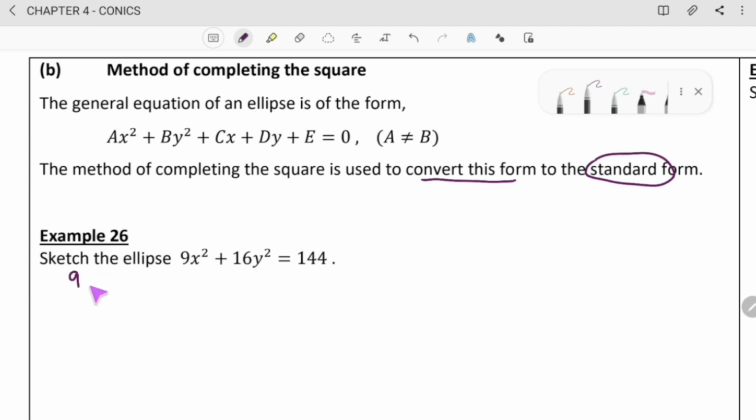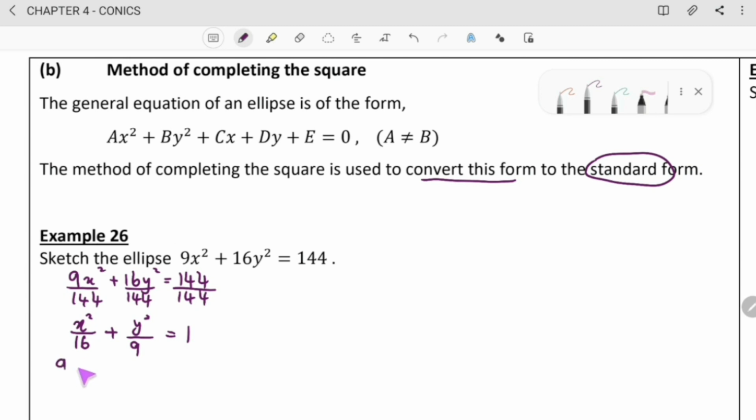We have this. In standard form, the right side must be equal to 1. Okay, so we are making the right side equal to 1. Now it's 144, so we need to divide both sides by 144. So we get x squared over 16, plus y squared over 9, equal to 1. Make sure the right side must be 1.